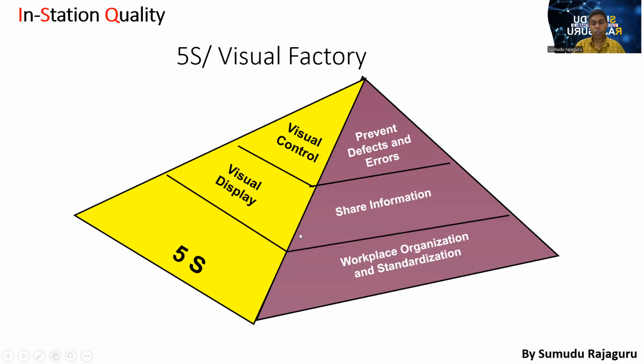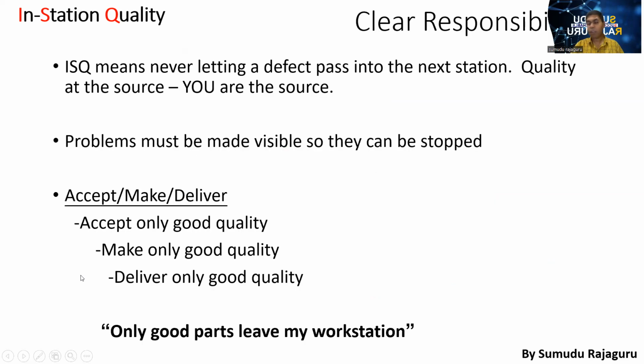So this is called the visual pyramid. You can see the foundation is 5S. From 5S, we can organize the workplace. Then the visual display shares the information. Then visual control: from visual control, we can change human behavior. Because of that, we can prevent defects and errors. So this is called the visual factory. So when we are going to enhance the quality process, definitely you have to convert your organization to the visual factory level. Visual factory level. Okay.